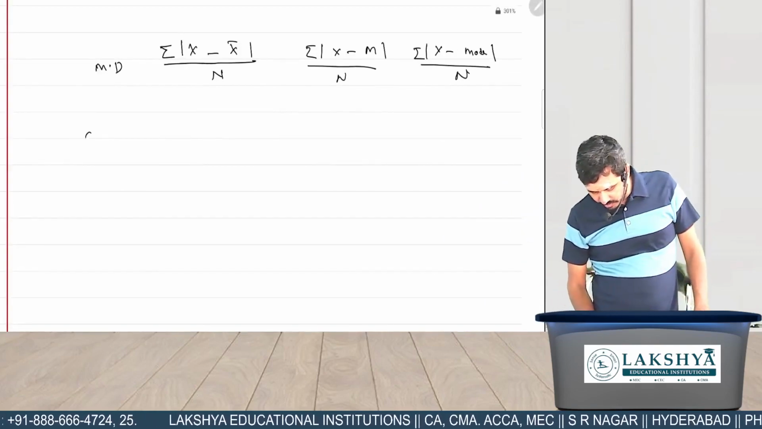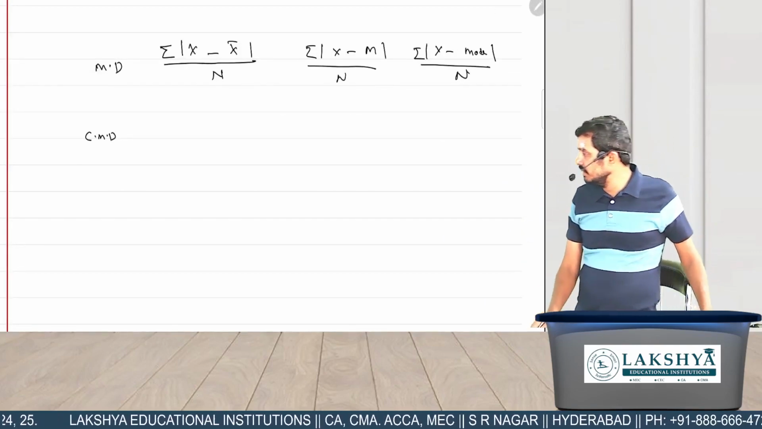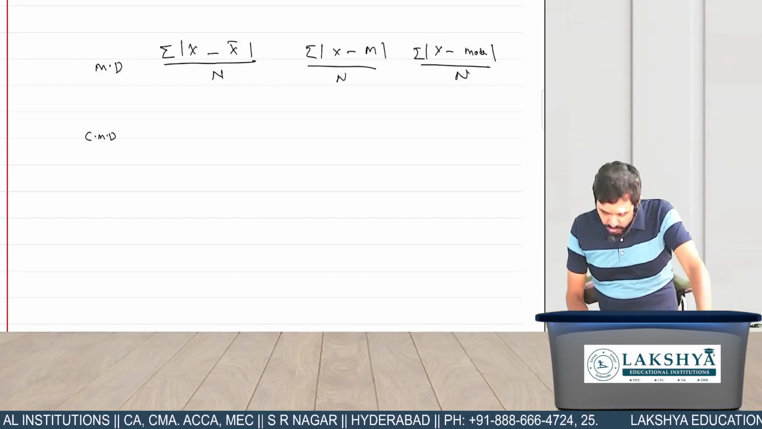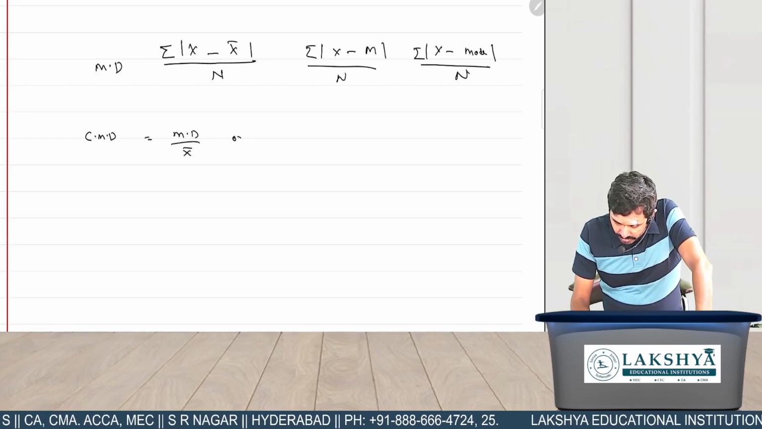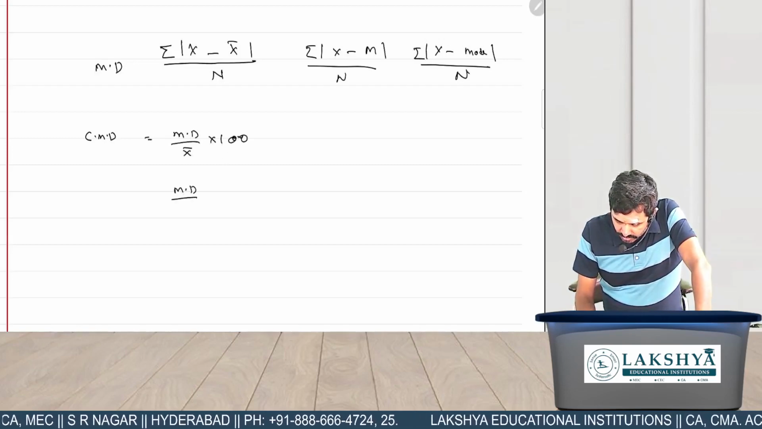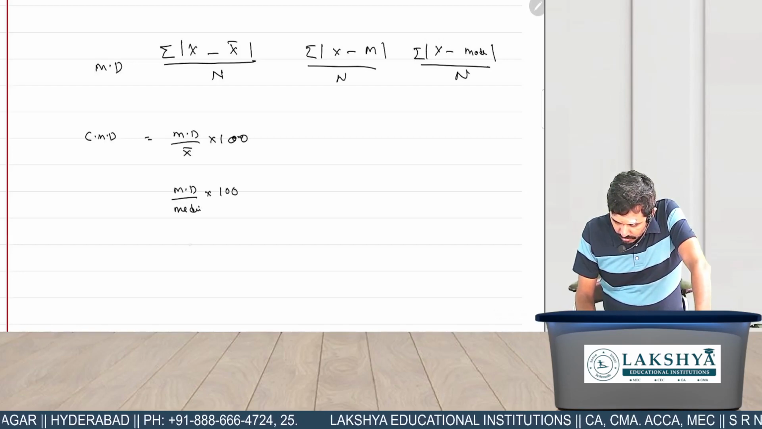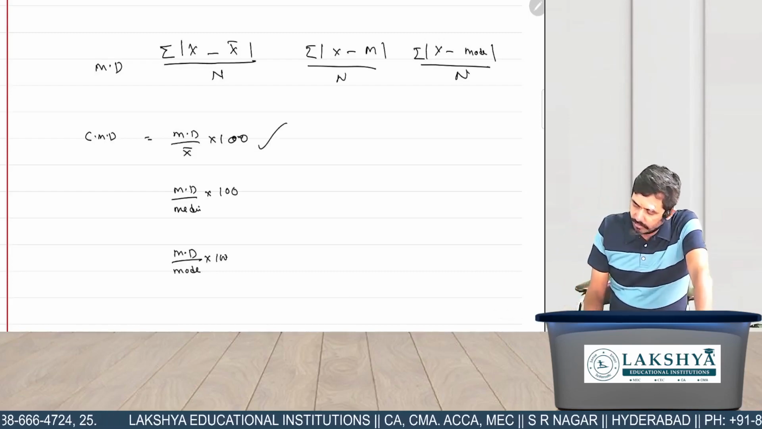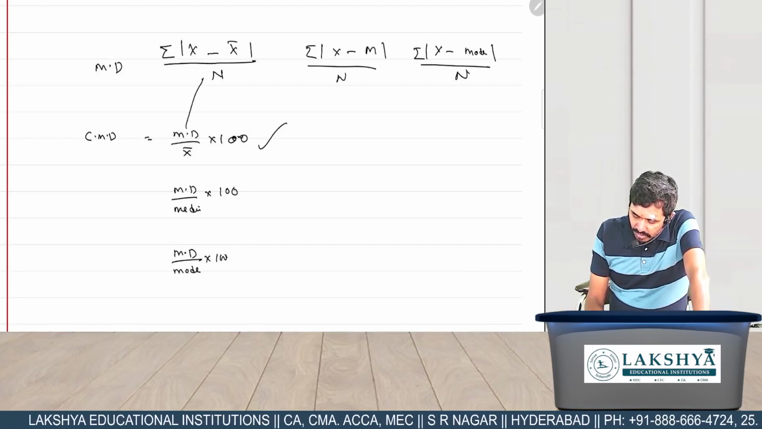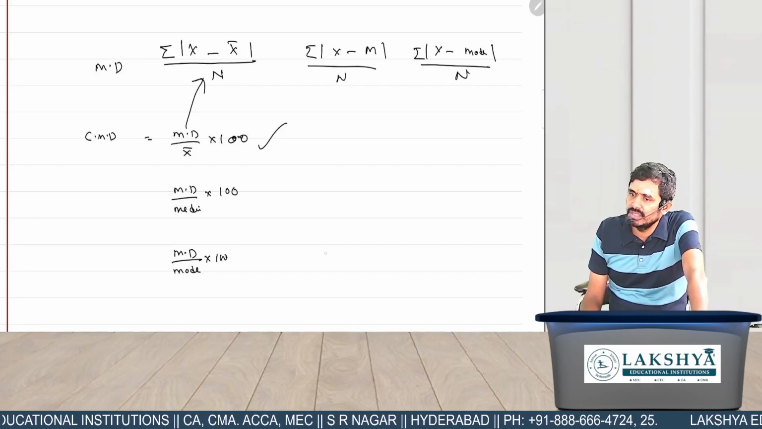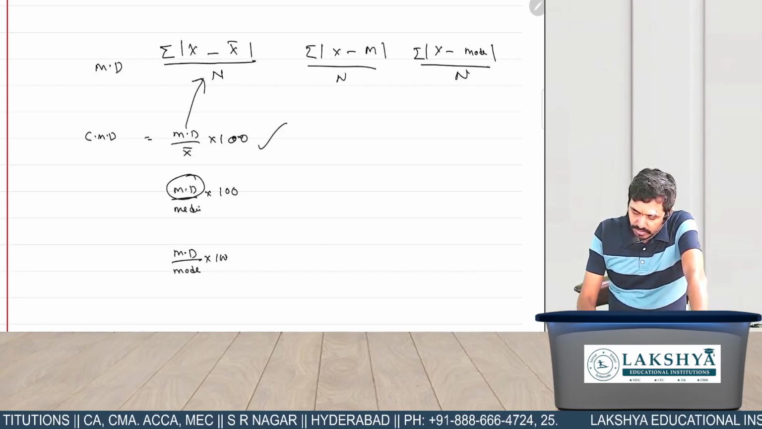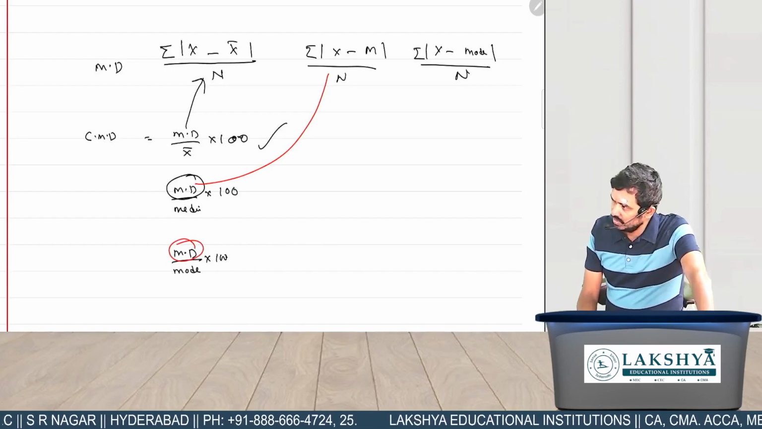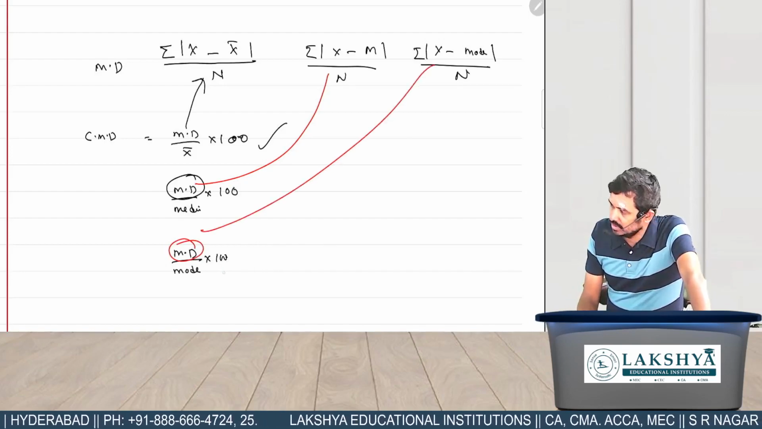Coefficient of mean deviation is obtained by dividing mean deviation by average. That is, coefficient of mean deviation equals mean deviation by mean, otherwise mean deviation by median, into 100, or mean deviation by mode, into 100. When we use this formula, if mean deviation is obtained using mean, then the coefficient of mean deviation is divided by mean. Suppose mean deviation is obtained using median, then it is divided by median. Mean deviation using mode, then it is divided by mode.